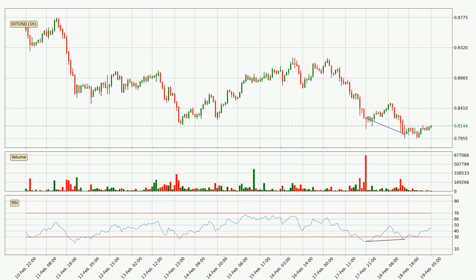If we now search for divergence in the hourly time frame, there is a bullish divergence, which means we can expect the price going up or at least to remain stable for some time.